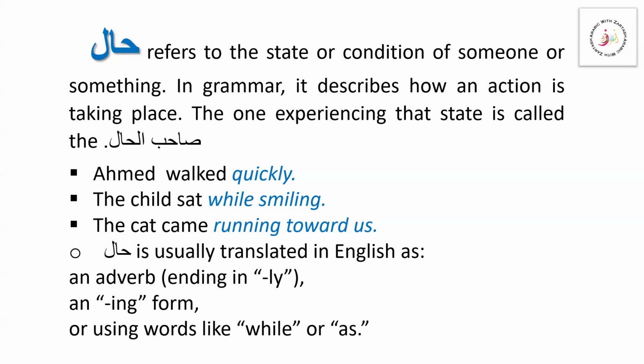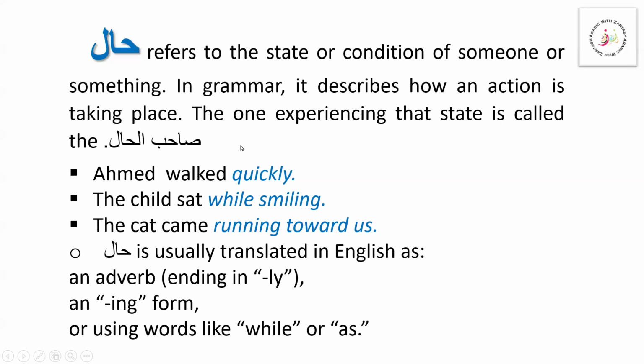One thing we also need to remember is that the one experiencing that state, that hal, is called the Saibul Hal. These are the examples I have shared here in English, so you can get the picture of how the hal works. Ahmad walked quickly. The child sat while smiling. The cat came running towards us. In all these three sentences, you can see the highlighted words.